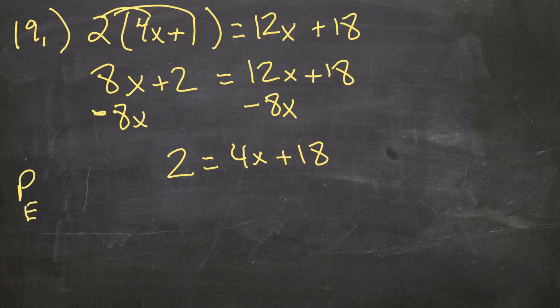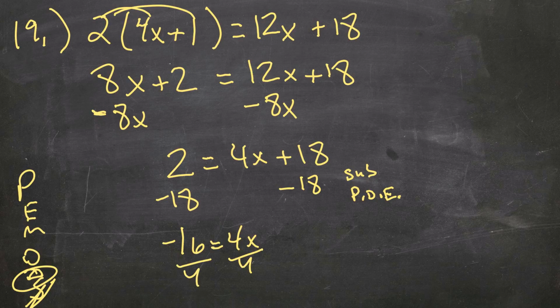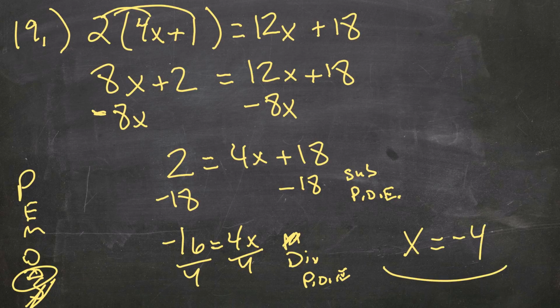Now I use my PEMDAS backwards if I want. I don't see any subtraction. I see addition. That's why I'm minus 18 from both sides. That is the subtraction property of equality. I get minus 16 equals 4x. Divide by 4, divide by 4. That is my division property of equality. I get x equals negative 4.